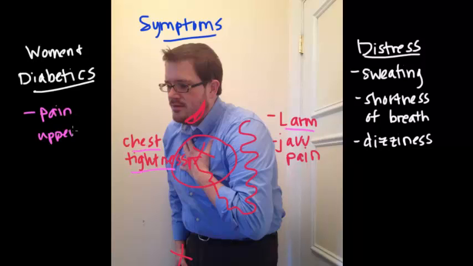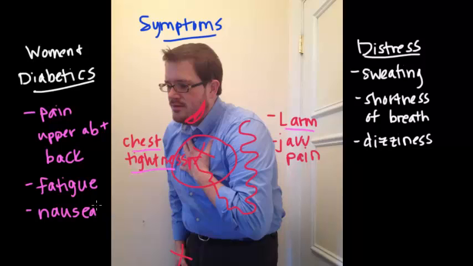This is often a symptom of heart attack in women, or pain in the back. Things like fatigue, nausea, again, very general symptoms. And in diabetics, sometimes the onset of a heart attack can be so slow that they don't even notice these things. And so you might hear this sometimes referred to as a silent heart attack in diabetics.